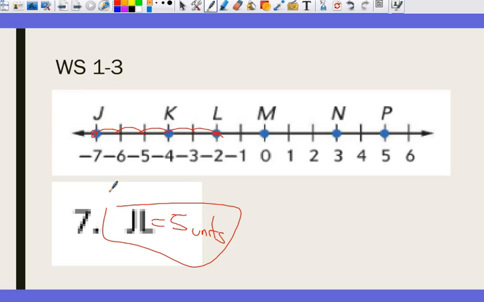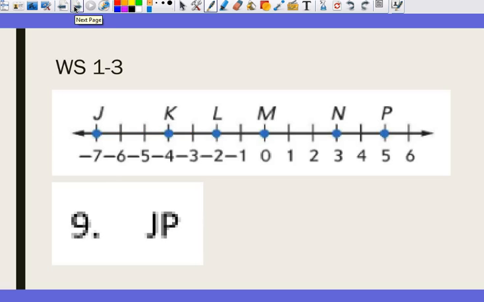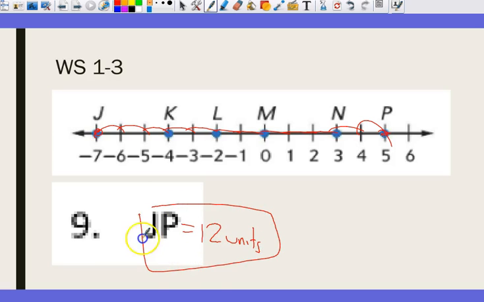Number 7. Scroll down. JP. J's here, P's there. 1, 2, 3, 4, 5, 6, 7, 8, 9, 10, 11, 12. 12 units. If they forgot units, they get half credit. Are we ready to move on to the next one?